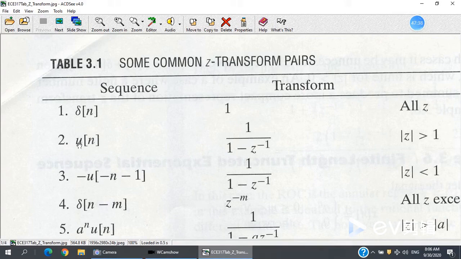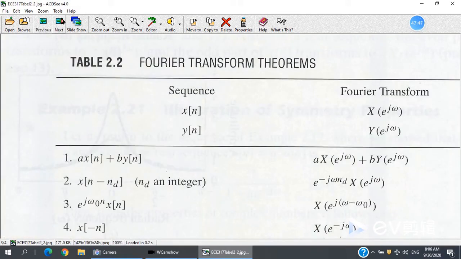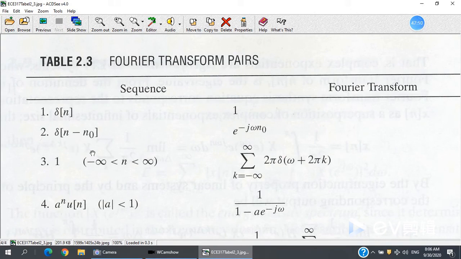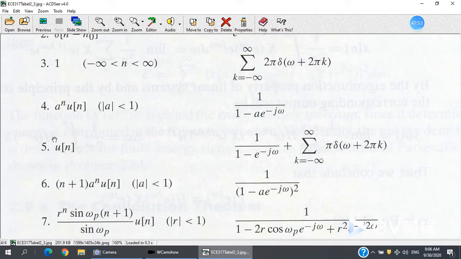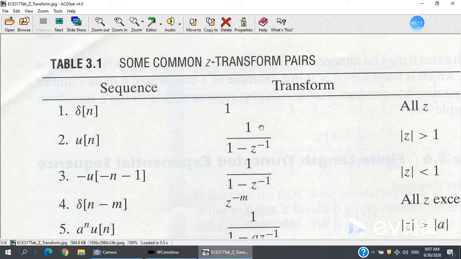Like this u of n. In the Z transform, you only have one term. And in the Fourier transform, this is u of n, you will have one fraction plus a summation with infinite terms. This is u of n's Fourier transform, right? So that's different from the Z transform. In the Z transform, you only have a fraction, 1 over 1 minus Z to the negative 1. You only have this fraction and it does not contain all those infinite terms.